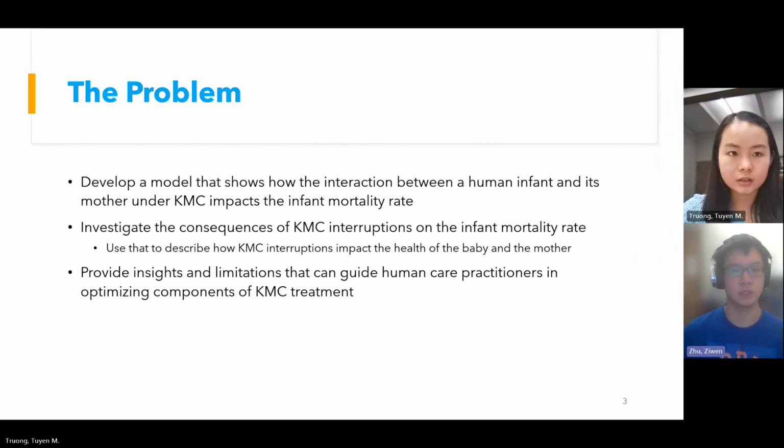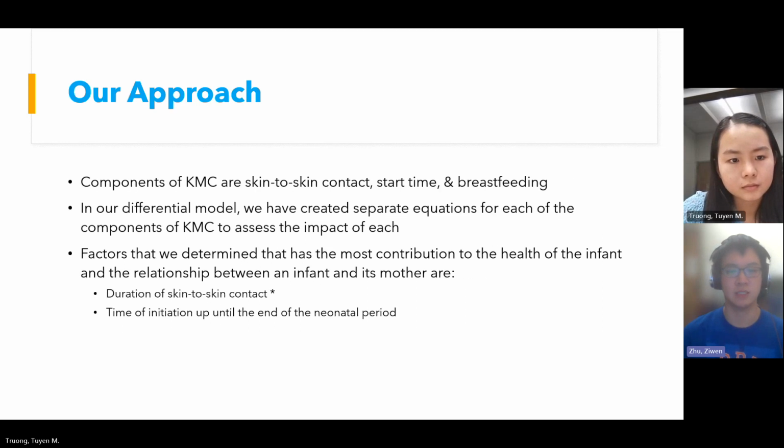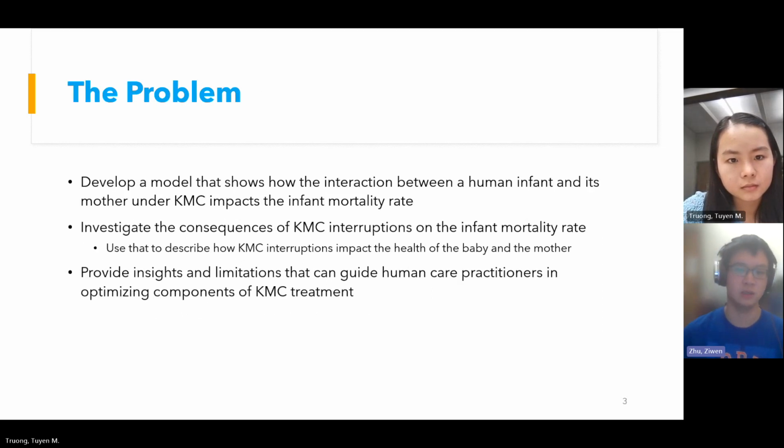So for this problem, we decided to build a differential model that reveals the relationship between the KMC process and the infant mortality rate. We considered several factors that may contribute to the KMC effectiveness and integrated them into a multivariable function. Besides this, the general goal of the model is to provide insights for KMC practitioners to optimize their efforts in the KMC process, thus maximizing the benefit these moms or the practitioners get from using KMC treatment.